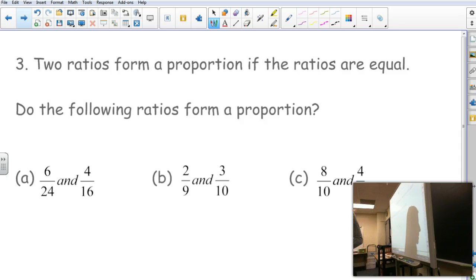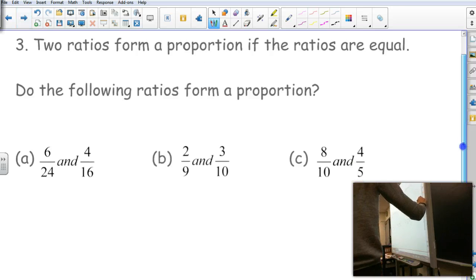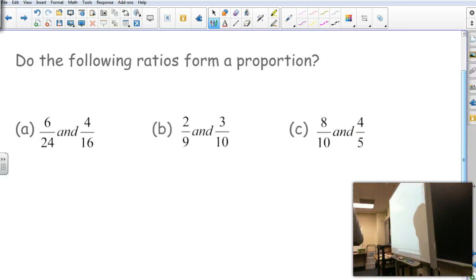6 divided by 24, math, enter, enter. 4 divided by 16, math, enter, enter. All of those, I want you to reduce all of them. If you get 2 equal fractions, then they're proportional, and if you don't, then they're not proportional.